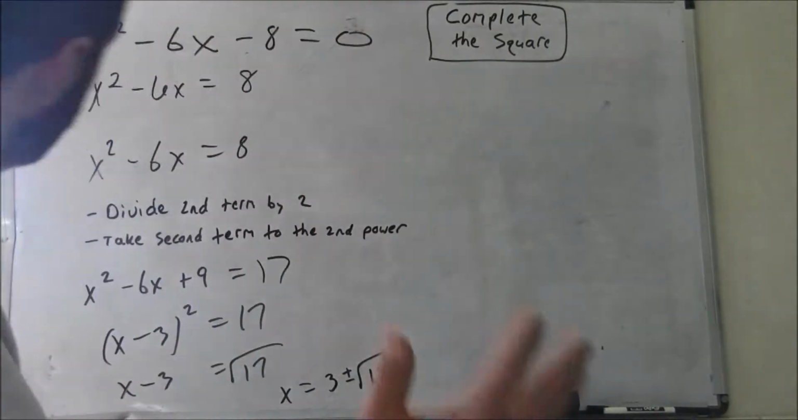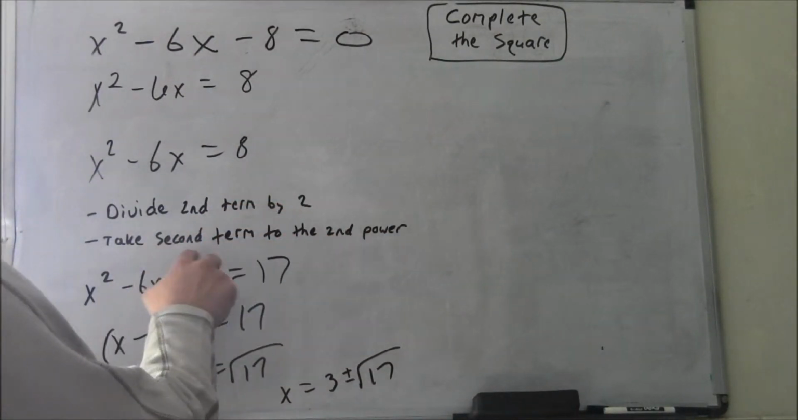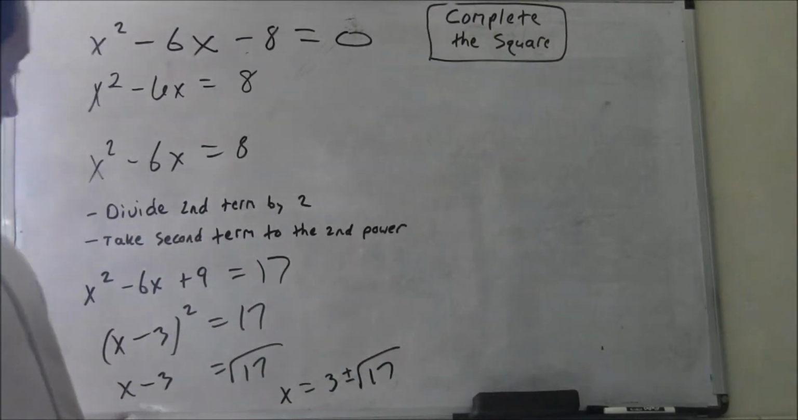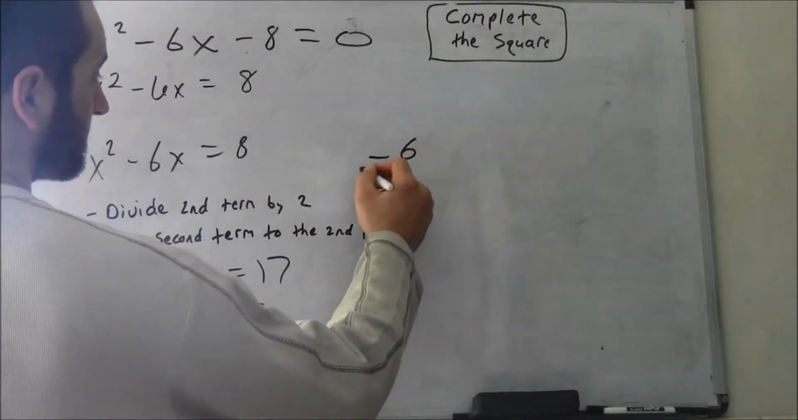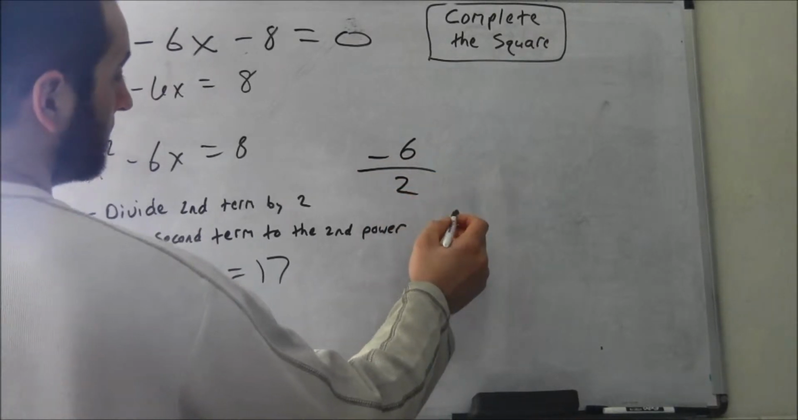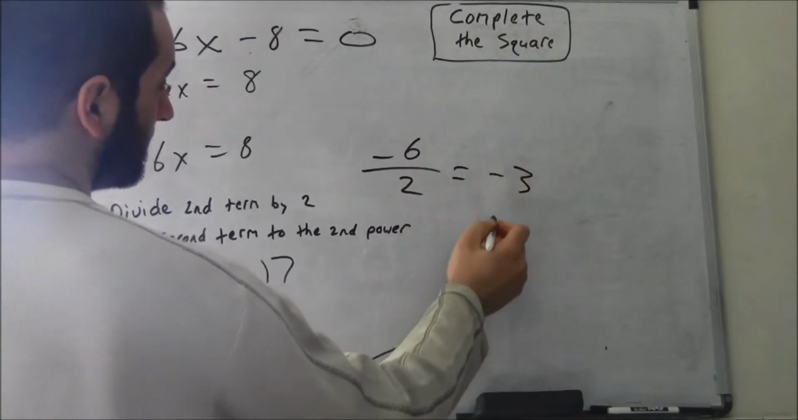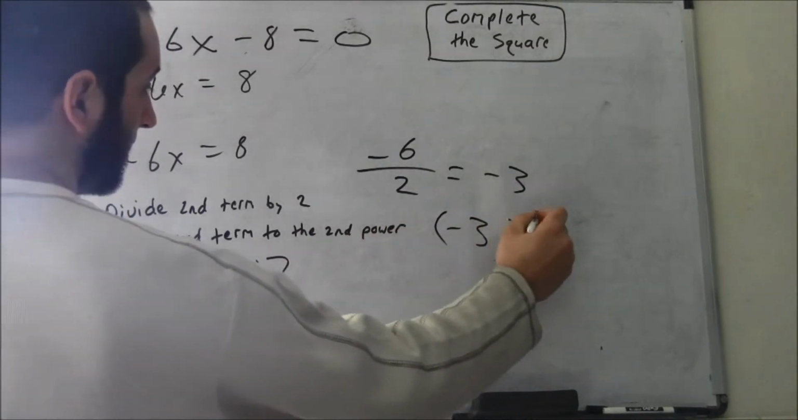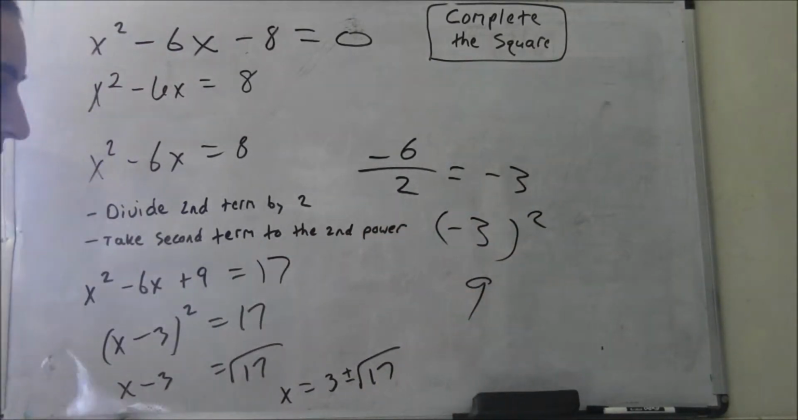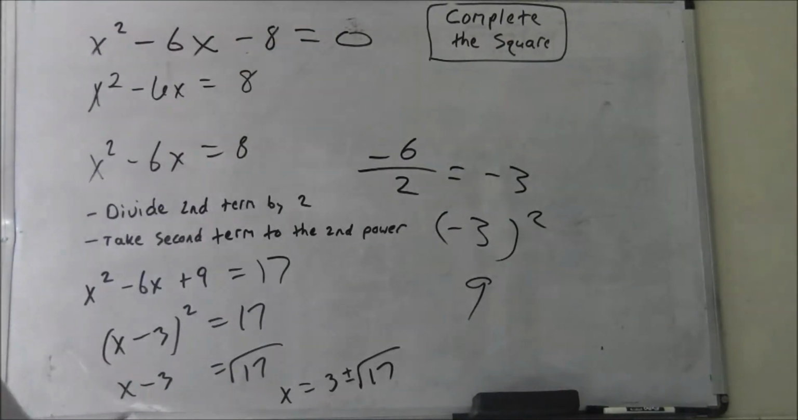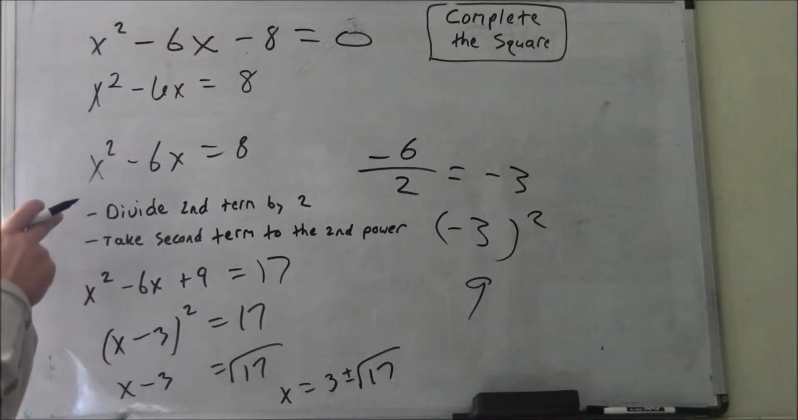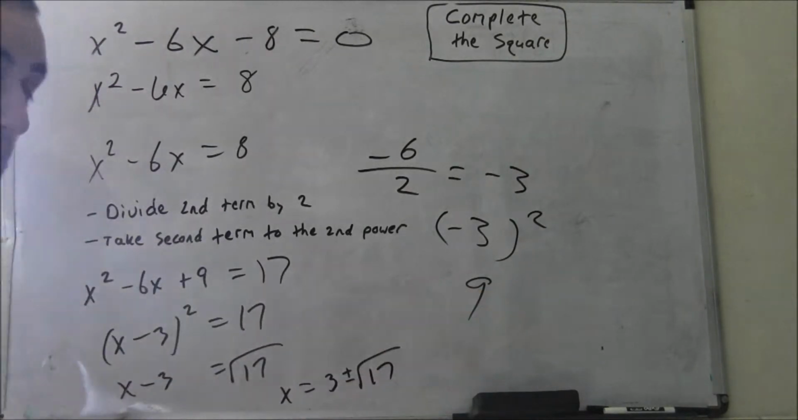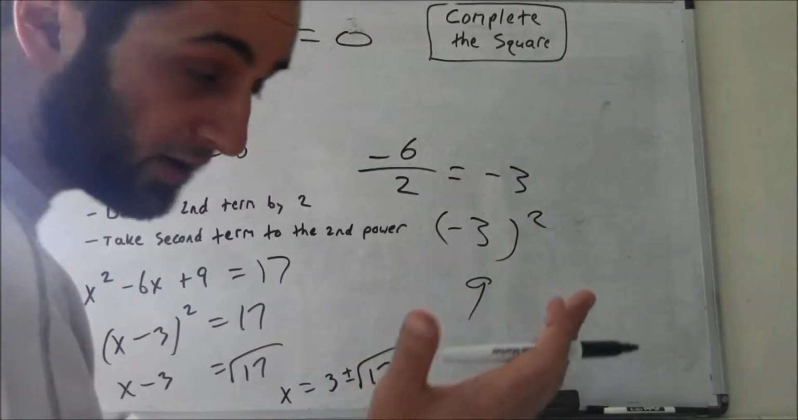Then you take negative 3 to the second power, which gives you 9. So, two rules: divide the second term by 2, and then take that result to the second power, which is 9. And what you do with that 9 is kind of crazy.